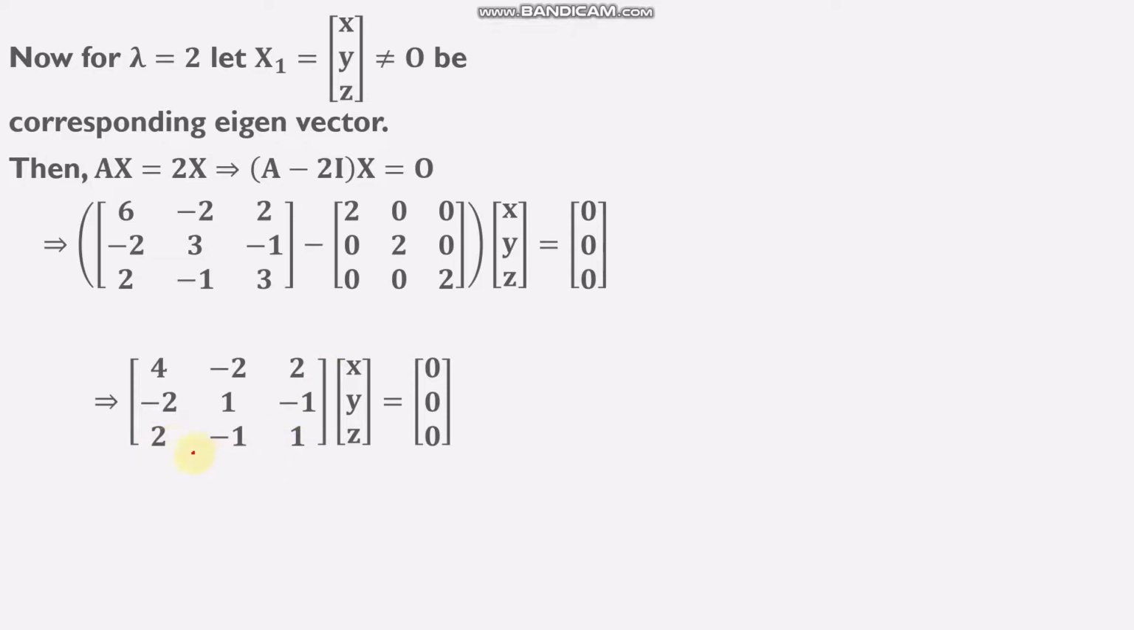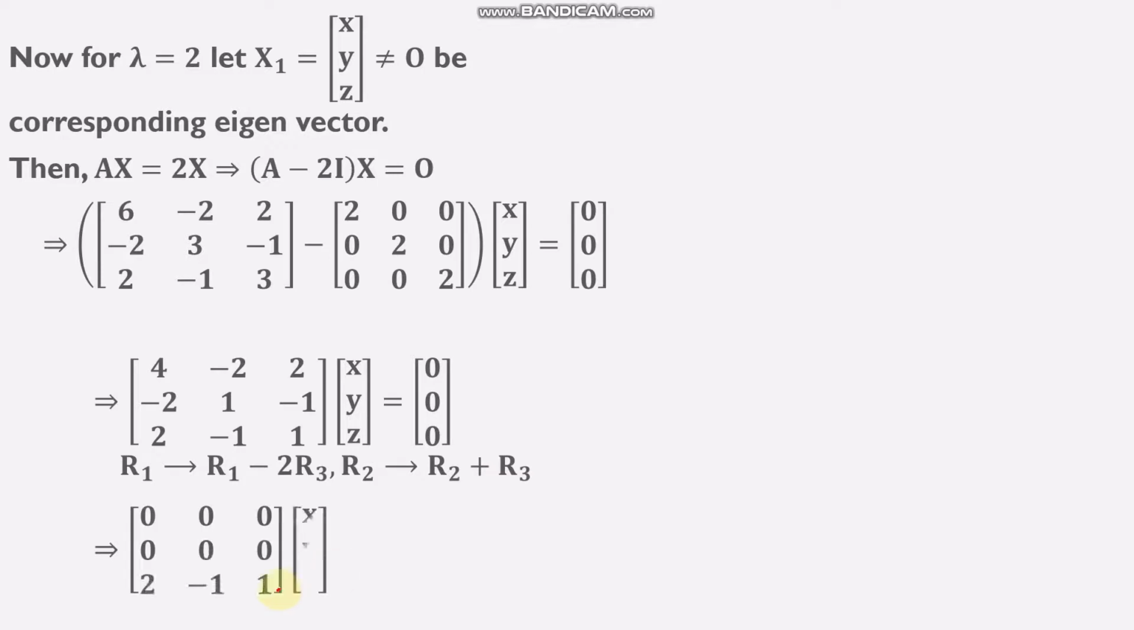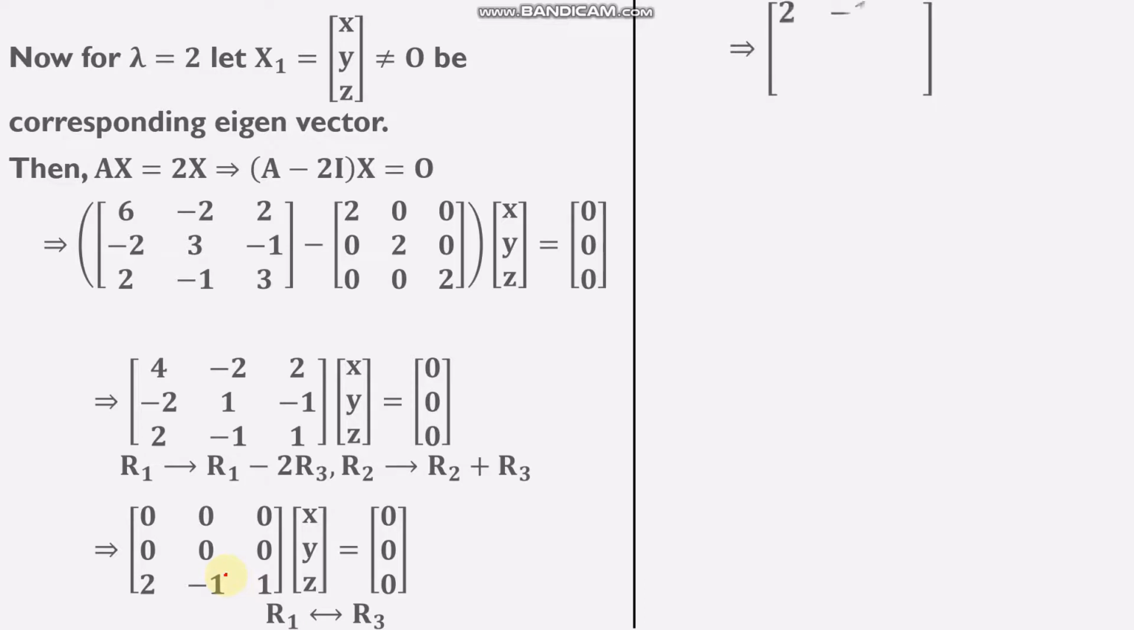So we can reduce it to echelon form. You can apply the transformation R1 goes to R1 minus 2 times R3, and R2 goes to R2 plus R3. So you can see here, the first two rows will become 0. So only one row will survive. So the rank of this matrix is only 1. So it will have 3 minus 1, 2 linearly independent solutions. The system will have 2 linearly independent solutions.